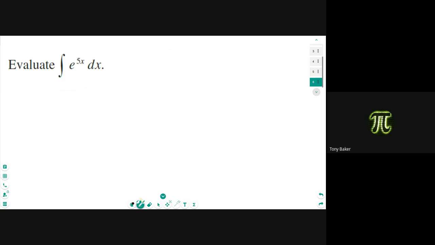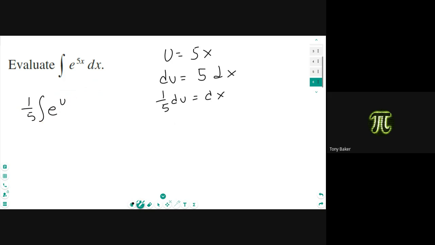If u is 5x, what's du? 5 dx. But I don't have a 5. So I have to change that to 1/5 du equals dx. So this becomes 1/5 the integral of e to the u du. So it's 1/5 e to the u plus c, or 1/5 e to the 5x plus c.